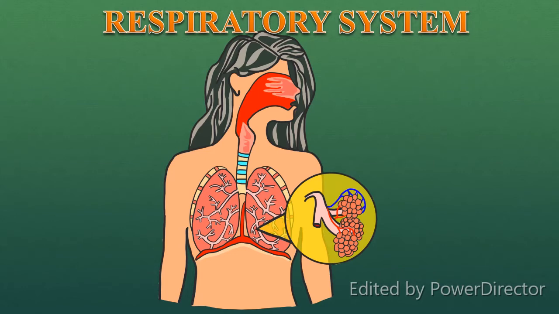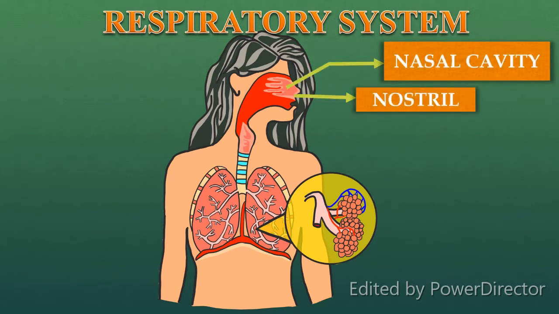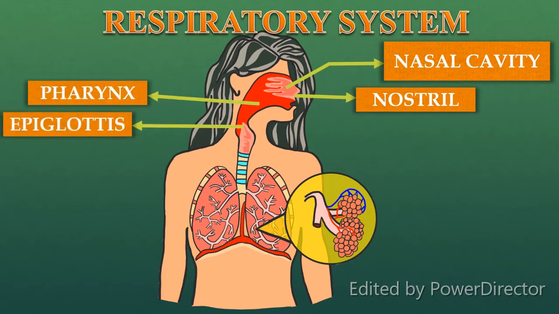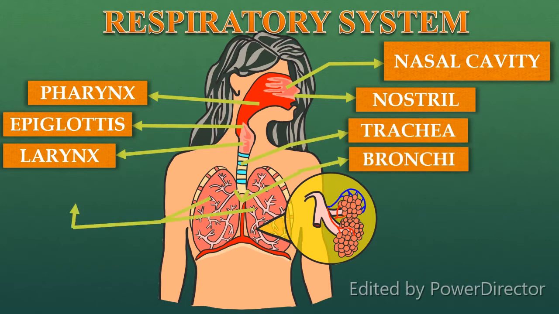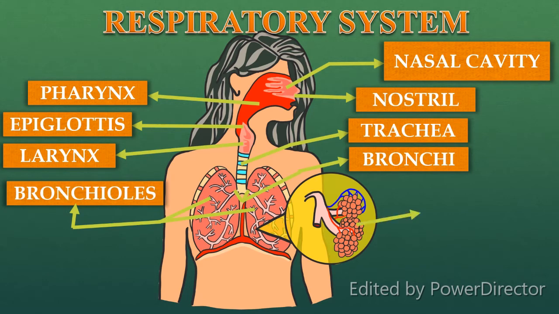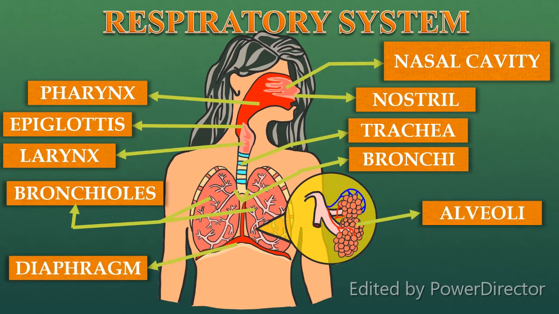Parts of the respiratory system. Our respiratory system is composed of the nostrils, the nasal cavity, pharynx, epiglottis, larynx, trachea, bronchi, bronchioles, alveoli, and the last one is the diaphragm.